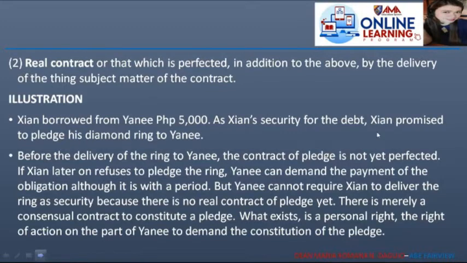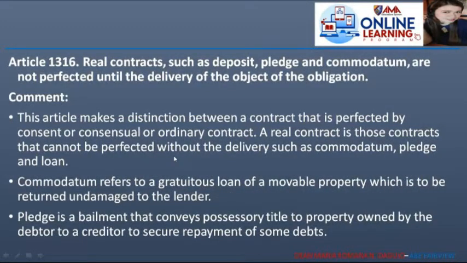Okay? So, moving on, Article 1316. Real contracts such as deposit, pledge, and comodatum are not perfected until the delivery of the object of the obligation. So, same thing with real contracts, class. This article makes a distinction between a contract that is perfected by consent, we call that consensual or ordinary contract, while a real contract are those contracts that cannot be perfected without the delivery, such as comodatum, pledge, or loan.